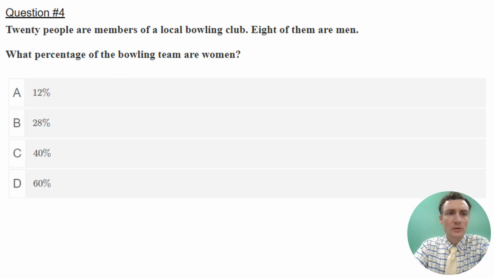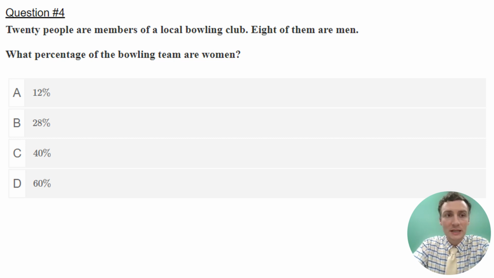All right, for question 4, 20 people are members of a local bowling club. 8 of them are men. What percentage of the bowling team are women? Now, this is a great question because it mixes you up. It's still asking us to calculate a percent from a part in a whole. So common that we will do this, even in the real world.